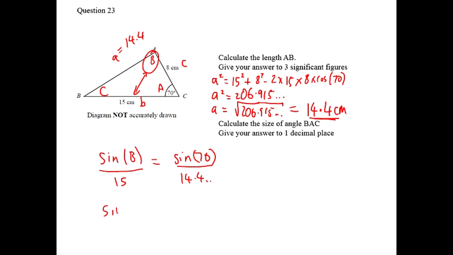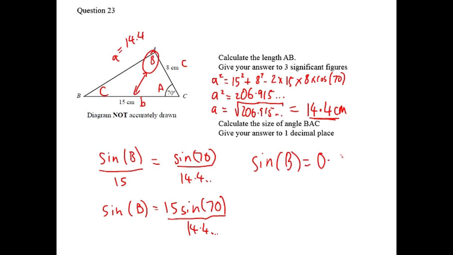So you get sine of B equals 15 sine 70 over this number 14.4, which again, remember, it's actually got some more decimal places on it. So you type this bit into a calculator and you'll have sine of B equals 0.9798, and again some more digits.